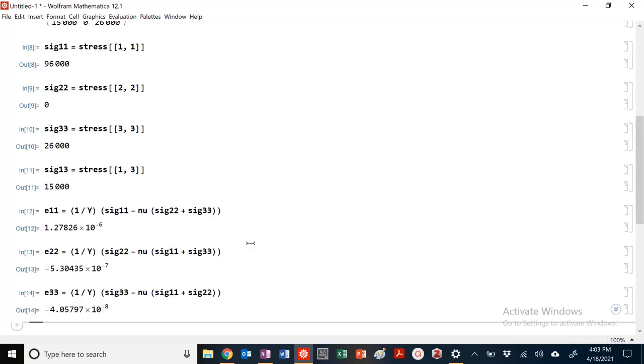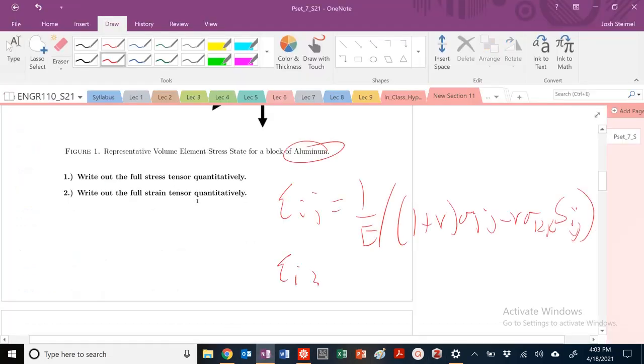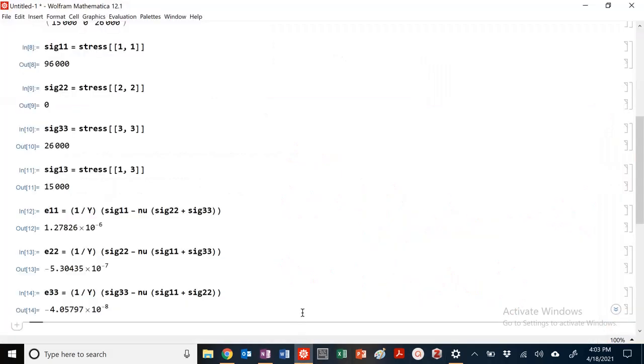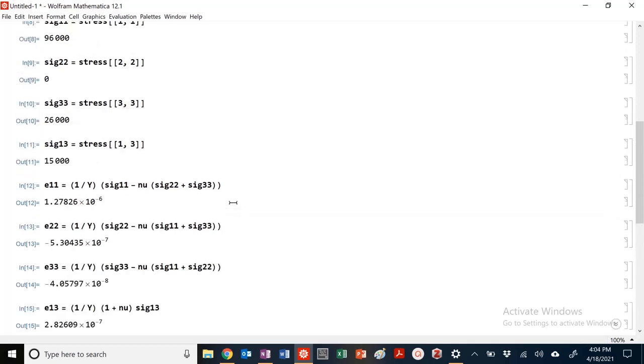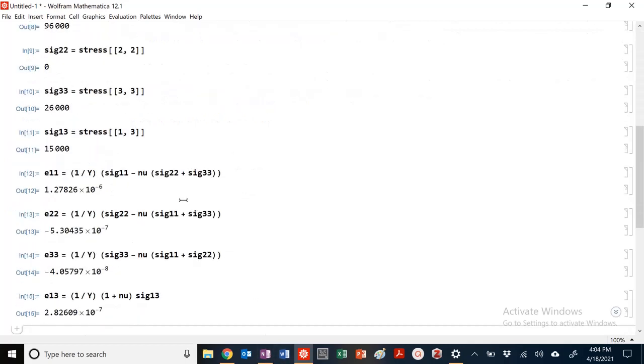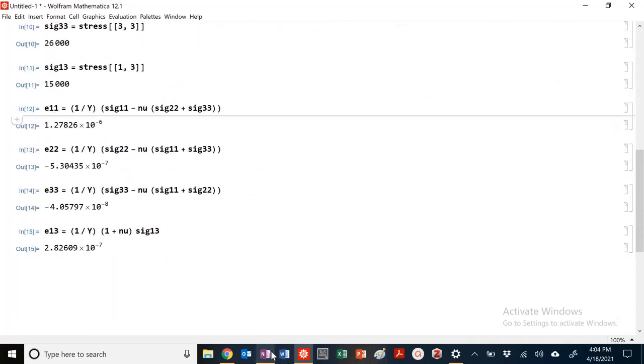One quick second here. Just checking out another problem on this. So let's do our epsilon 1, 3. If we are writing here, epsilon 1, 3 is just going to be 1 over E times 1 plus nu times sigma 1, 3. So let's write that one out. So epsilon 1, 3 is going to be equal to 1 divided by E times 1 plus nu times sigma 1, 3. And there we go. That's it. So looking at those values, we're all good to go here. So let's see what problems we've answered. These are the only strain components in my strain tensor.